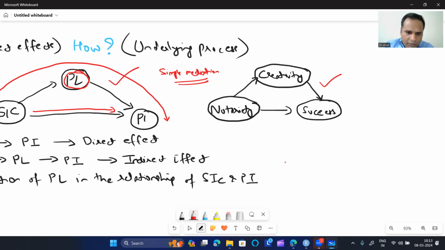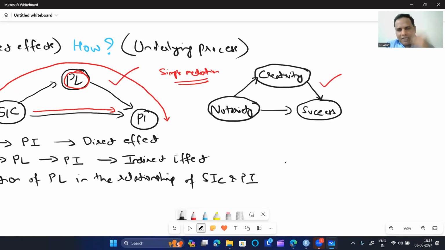Let me use a different marker. Now somebody said, you say that notoriety leads to success, and creativity was something missing. So you brought creativity, collected data on creativity, tested the model, and proposed a theory that notoriety leads to success, creativity was missing. So notorious people are creative and this creativity leads them to success.